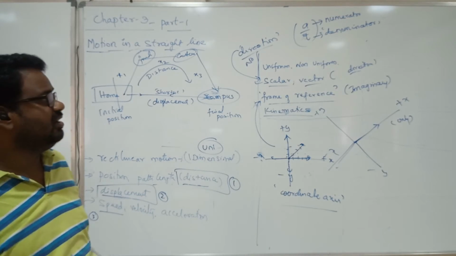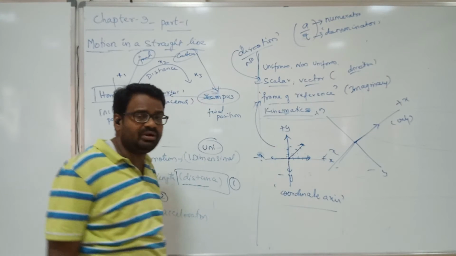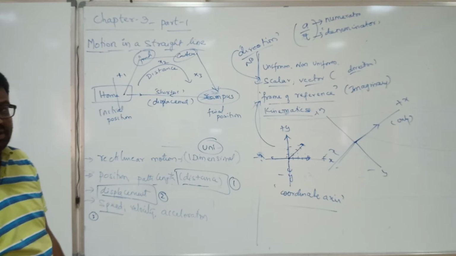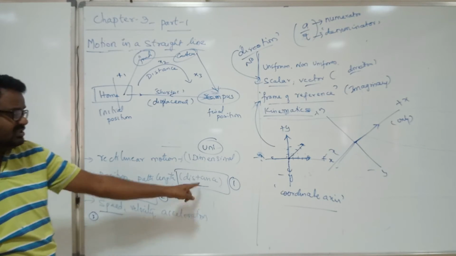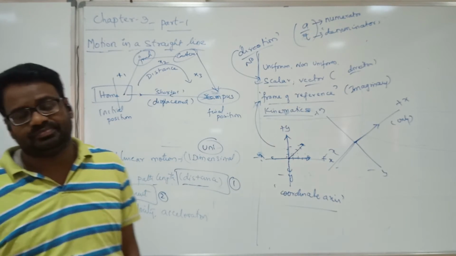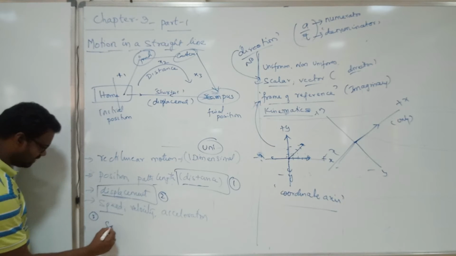If in a ratio the denominator is always time, then it is called a rate. What is called a rate? Dividing something with time. If you replace that denominating factor by time, then it is called rate. Now what is speed? Speed is the rate at which distance is traveled. Let us indicate speed by s.